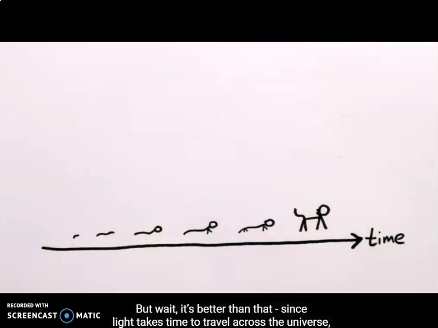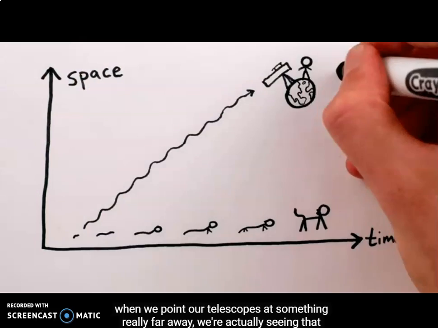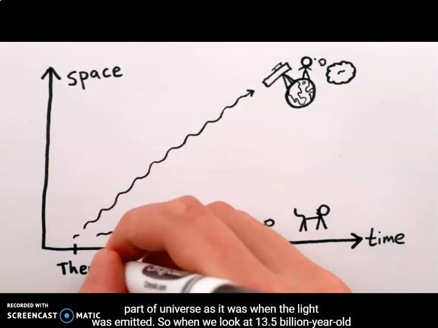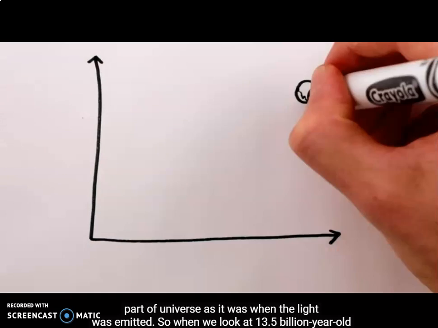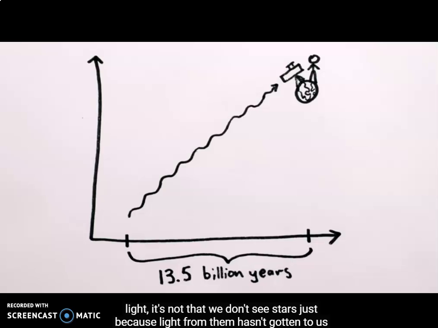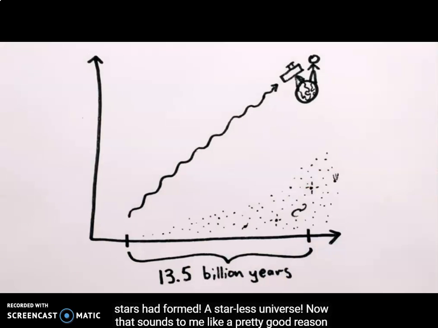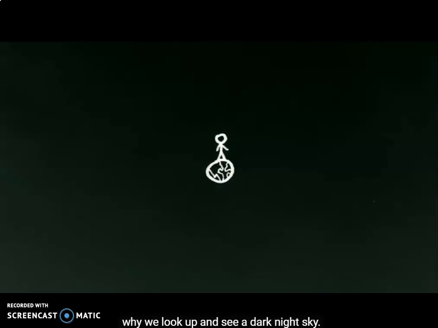Since light takes time to travel across the universe, when we point our telescopes at something really far away, we're actually seeing that part of the universe as it was in the past. If we look at 2.5 billion-year-old light, it's not that we don't see stars just because the light from them hasn't gotten to us yet. We don't see any stars because we're getting a peek at the universe before any stars have formed. A starless universe. Now that sounds to me like a pretty good reason why we look up and see a dark night sky.